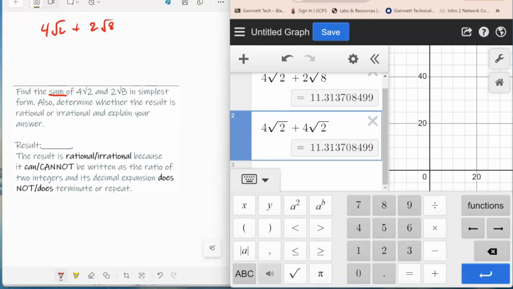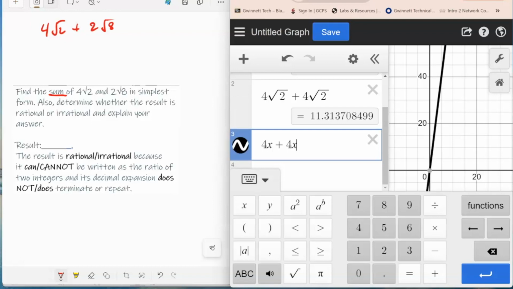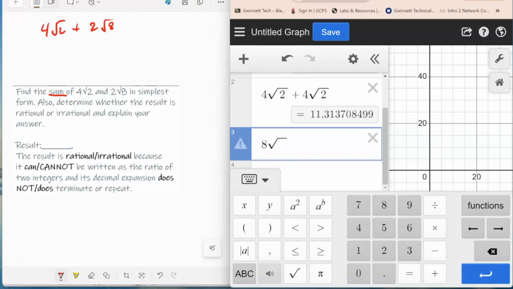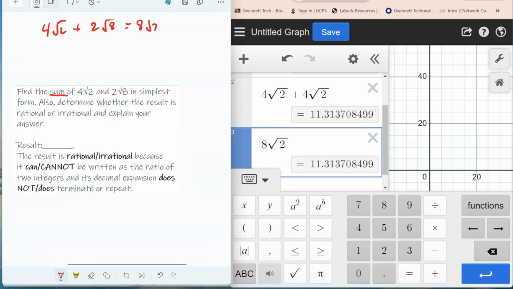Once the radicands, or the number inside the radical, are the same, I can add them. So that's like saying if I had 4x plus 4x, what would you say that answer is? 8x. So it's the same thing here. It's saying 4 radical 2 plus 4 radical 2 is 8 radical 2. And look at that. The number did not change. All right, so the sum, coming back to the question, of that is 8 radical 2.